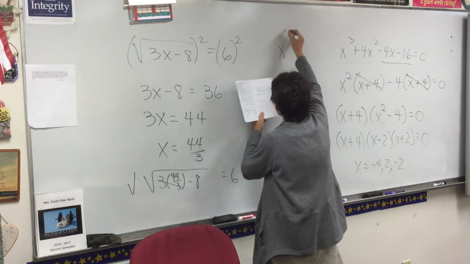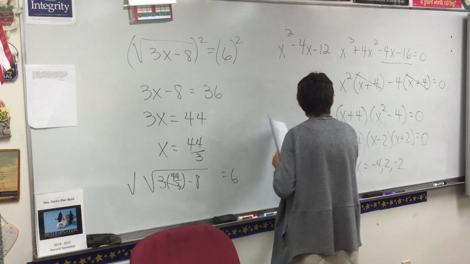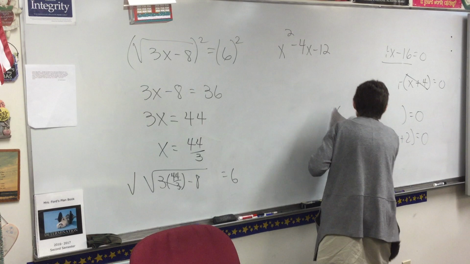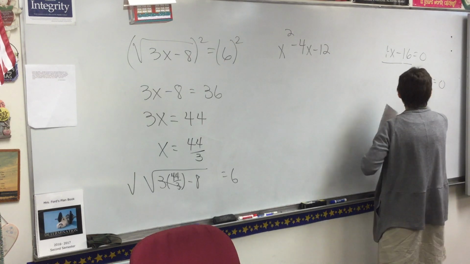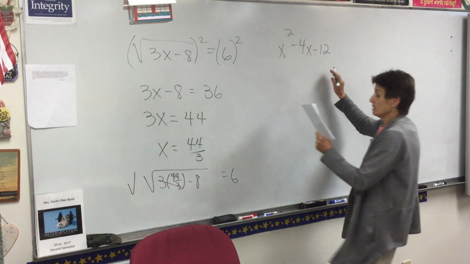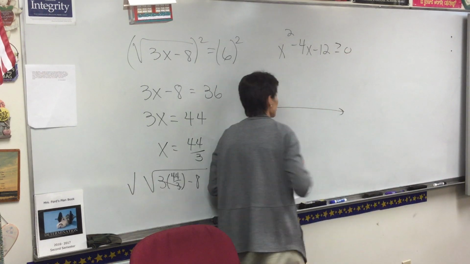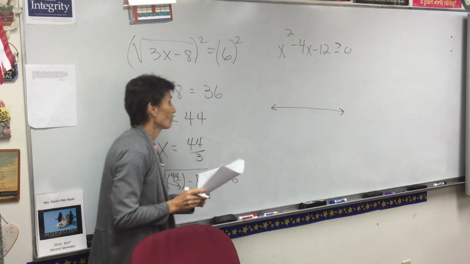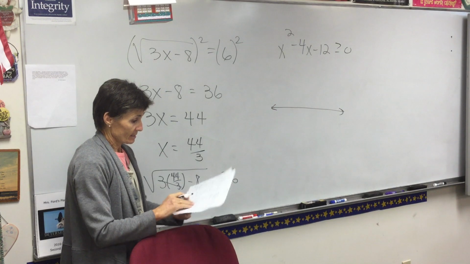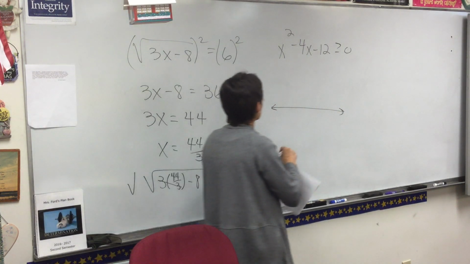All right, next, solving again. But this one now has an inequality symbol, which means that we're going to look at a number line because there will be some shading. If there is an inequality, you know there's going to be some shading. All right, how do we start this? We're going to start by factoring it.